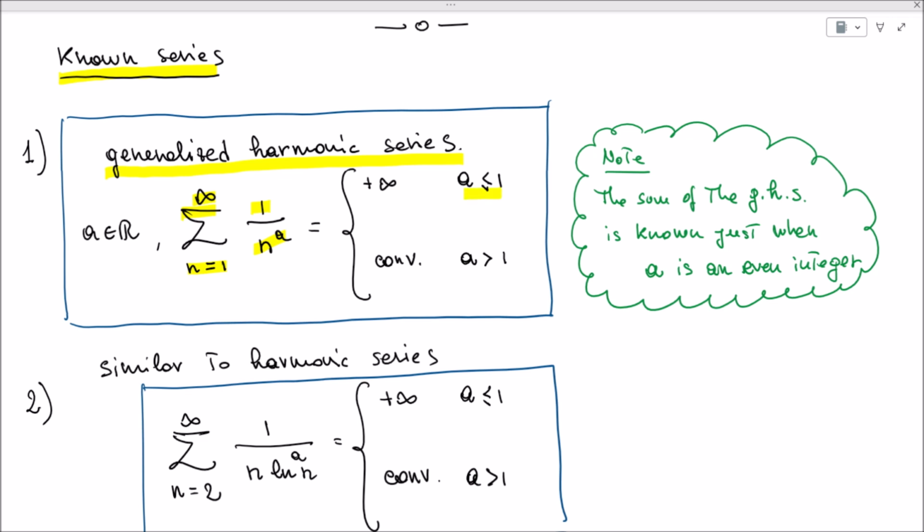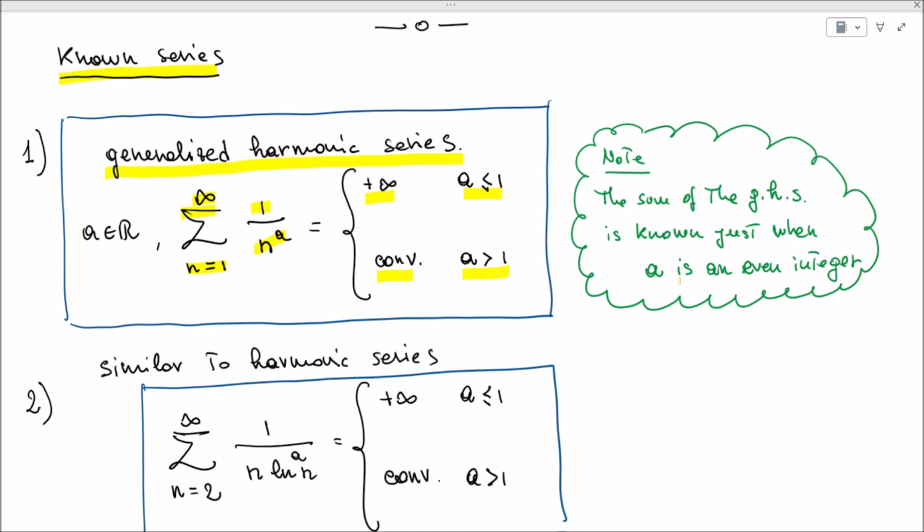If a is less than or equal to 1, then the generalized harmonic series will diverge to plus infinity. If instead a is larger than 1, we can say that the generalized harmonic series is convergent. And notice that we don't know what the numerical value of the sum will be, except in a few situations.